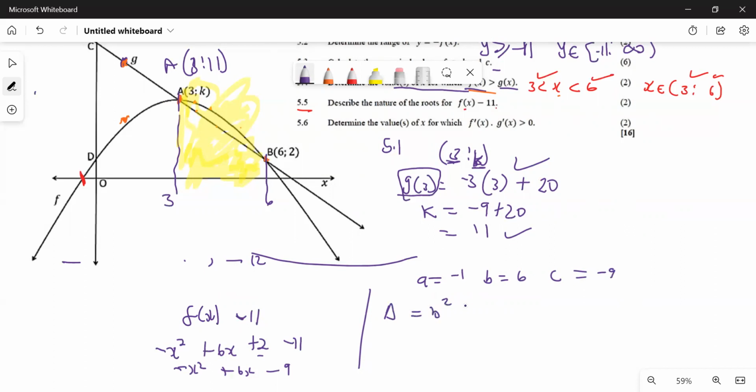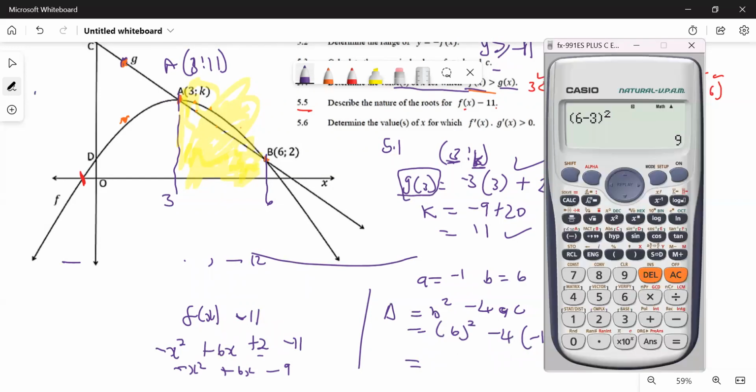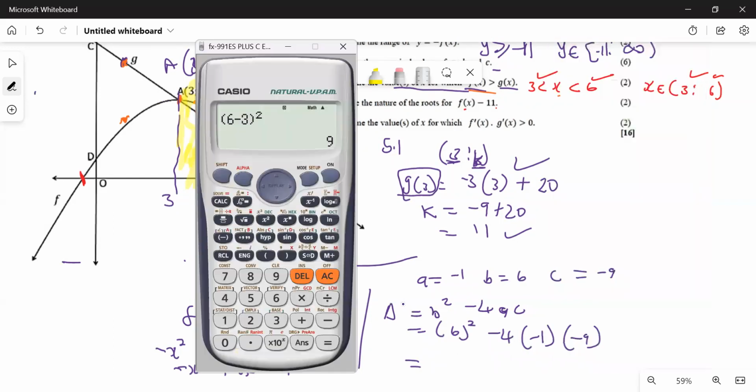And then we go to our discriminant. We have b squared minus 4ac. What is b? It's 6, all squared, minus 4 multiplied by our a, minus 1, and our c, minus 9. And then you type this in your calculator. If you type this in your calculator, what do you get? You get 0.